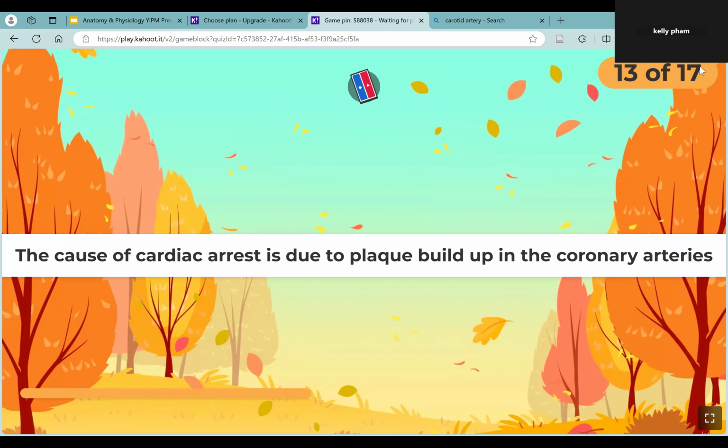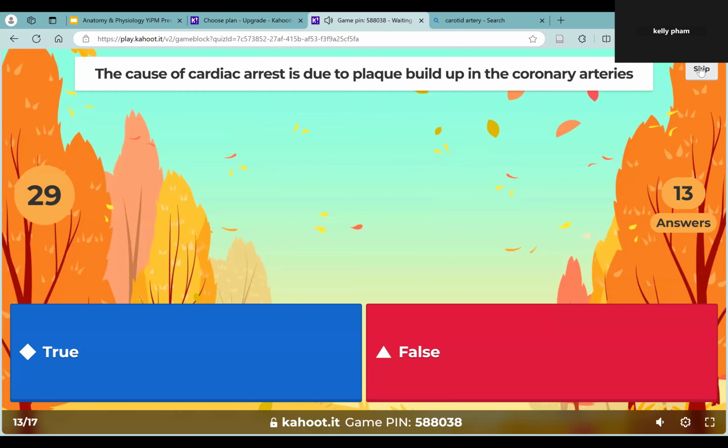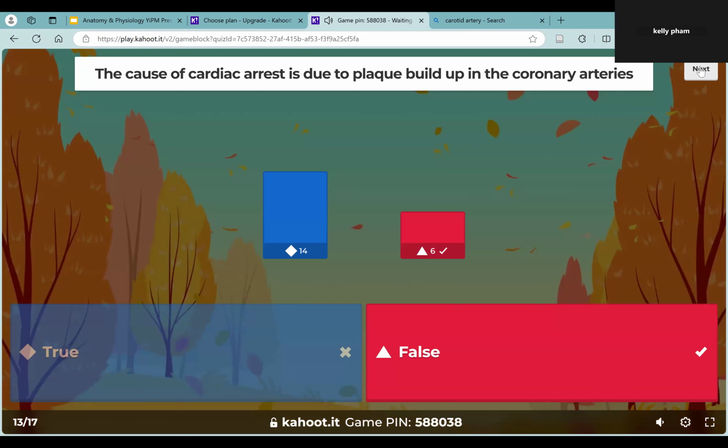True or false? The cause of cardiac arrest is due to plaque buildup in your coronary arteries. So this is false because cardiac arrest occurs when the heart stops beating or stops beating regularly.